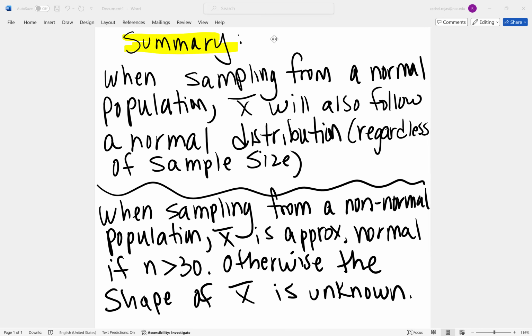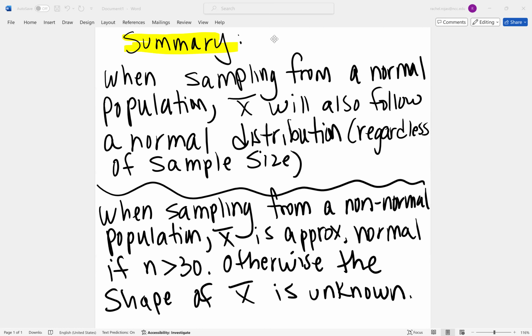So let's summarize that last lecture. We had these two theorems, right? The first one says that when we sample from a normal population, then X bar, the sampling distribution of the mean, is also going to follow a normal distribution, regardless of sample size. And when you were watching that video simulation, she showed you that when she sampled from a normal distribution, whether the samples were size 2, size 5, or size 50, X bar followed a normal distribution.